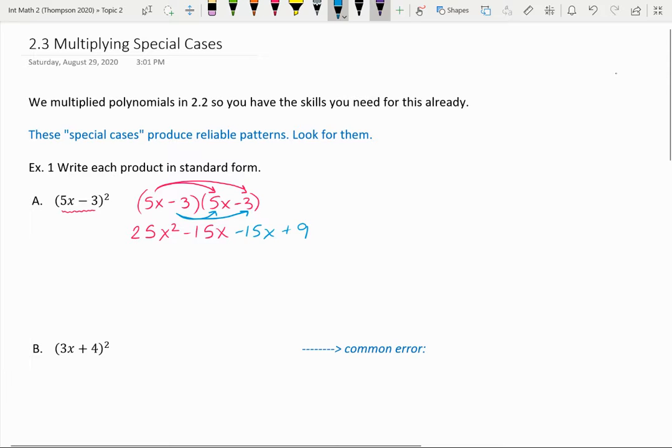Just like before, we always look for combining like terms. So here I've got minus 15x minus 15x. When I combine those, I get minus 30x. And then I'll write down the other terms, 25x squared, the minus 30x, and then the plus 9. There's no more like terms, and this is in standard form because my exponents go from degree 2, 1 to 0. That would be my final answer.